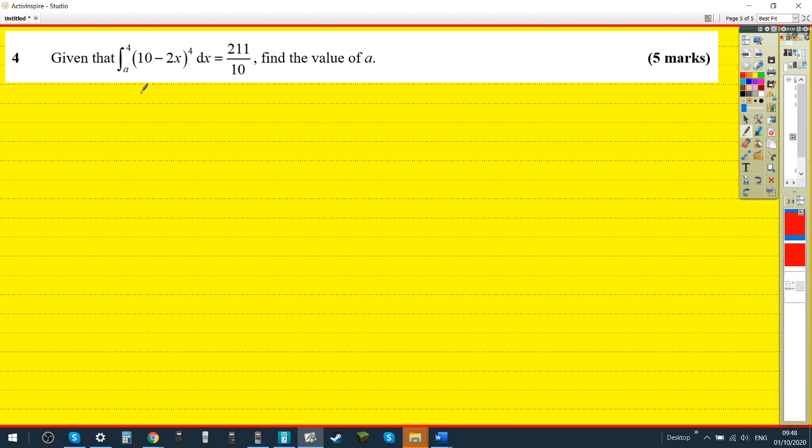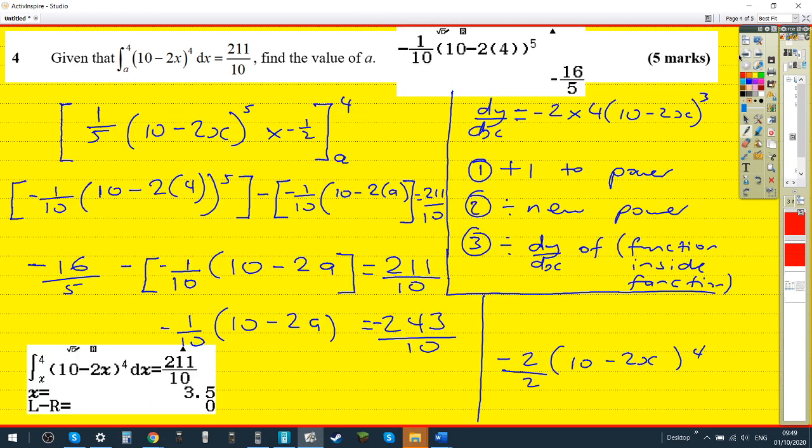Yeah. So we integrate this, we get 1 over 5 times minus 1 over 2, 10 minus 2x to the power of 5. That's between, and we have to the power of, oh, we forgot the power of 5, sorry. Oh, right, yeah. It's power of 5. Change it to be to the power of 5. Yeah. Sorry, I forgot to write.